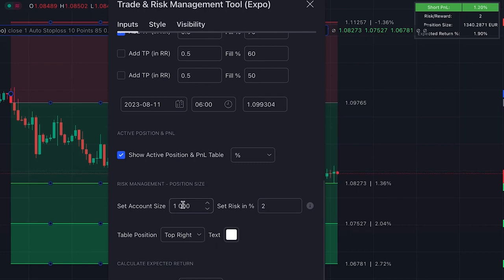If you're wondering how the position size is calculated based on this percentage of risk and the level of stop loss, I have a complete guide on this risk management strategy. The link is also placed in the description of this video, and I highly recommend you to watch it so you better understand how this information is calculated.